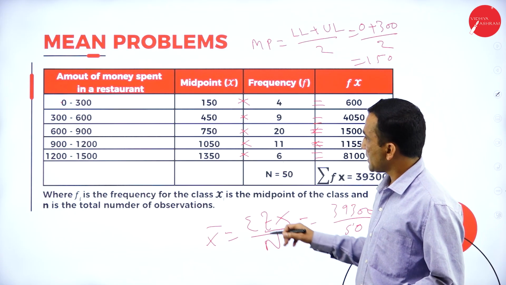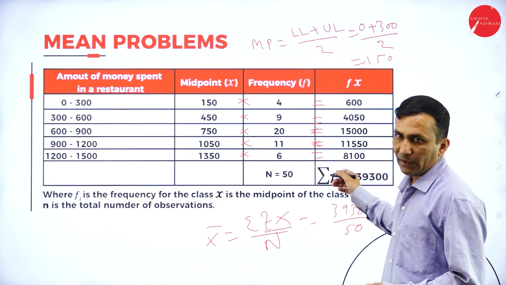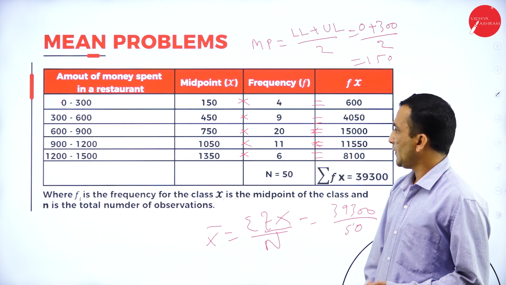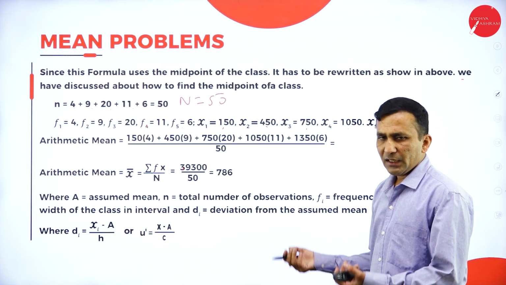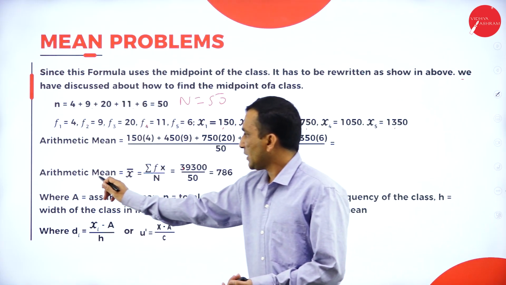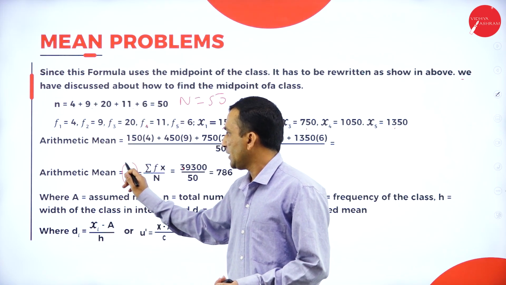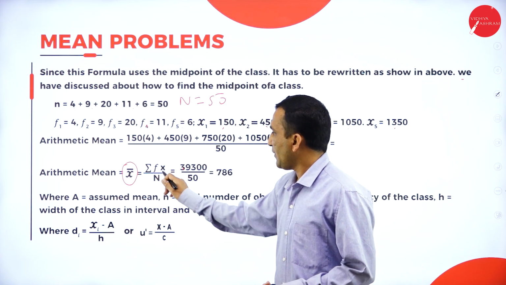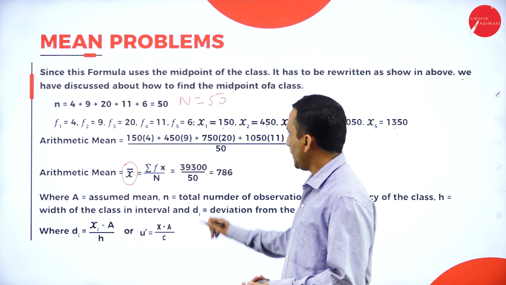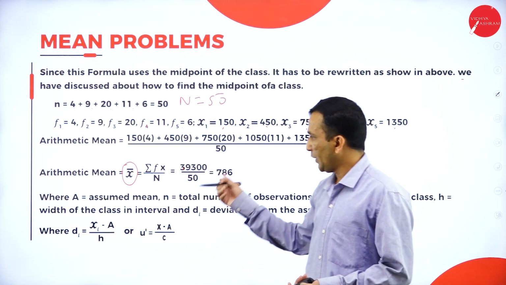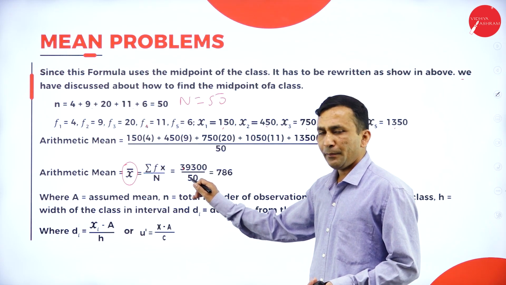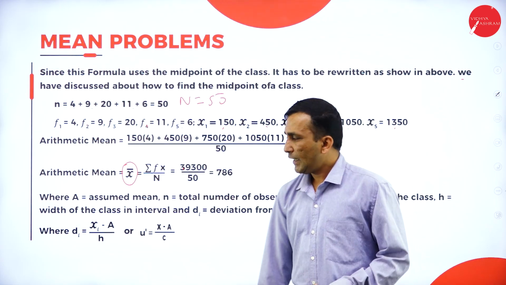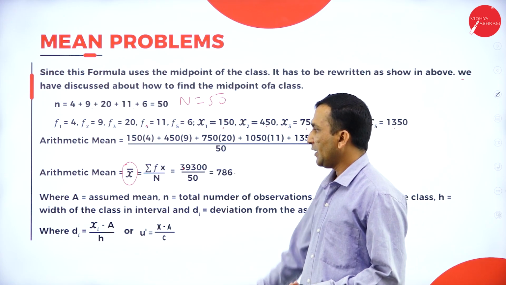In the previous slide I multiplied vertically. Just for understanding, I have written both vertical as well as horizontal. The arithmetic mean formula, symbolically X bar, is sigma fx divided by capital N, the same as I showed in the vertical format. 39,300 divided by 50 gives 786, which is the arithmetic mean value.